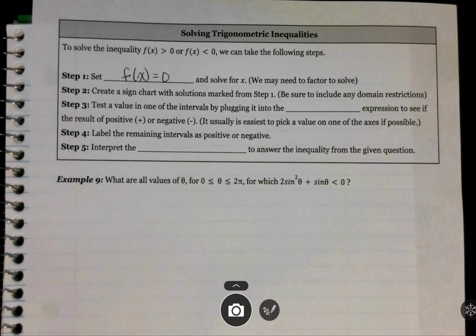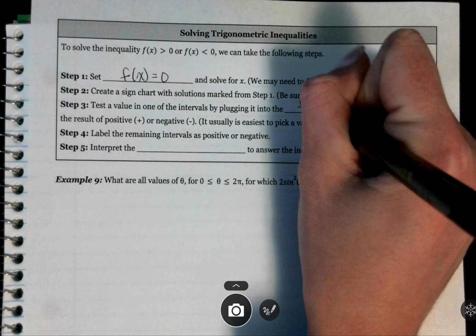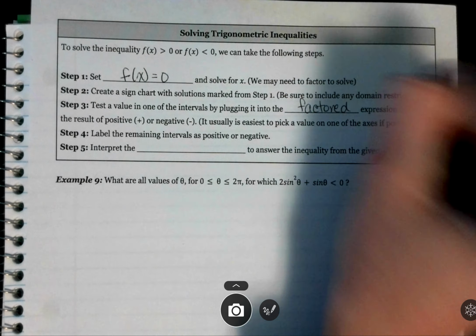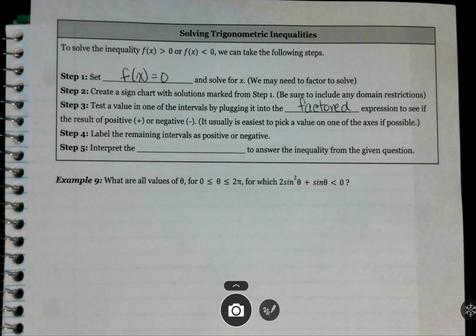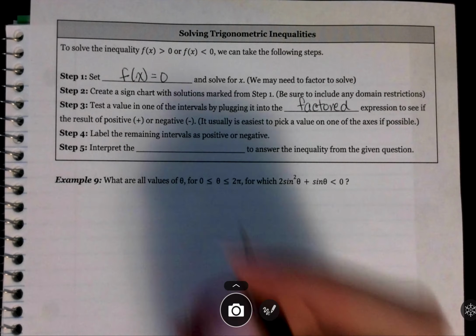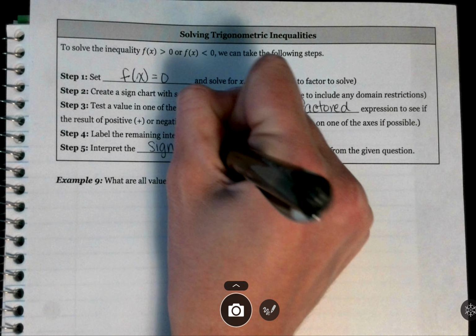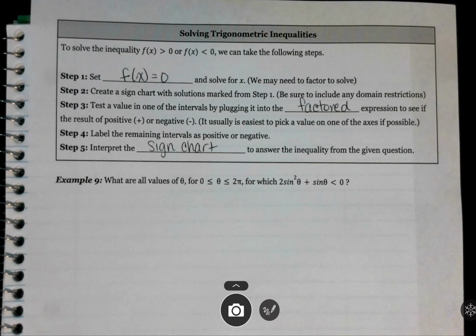Step 3, we want to test a value in one of the intervals by plugging it into the factored expression to see if the result would be positive or negative. Step 4 is that we will label the remaining intervals, and then we want to interpret the sign chart to answer the inequality from the given question.